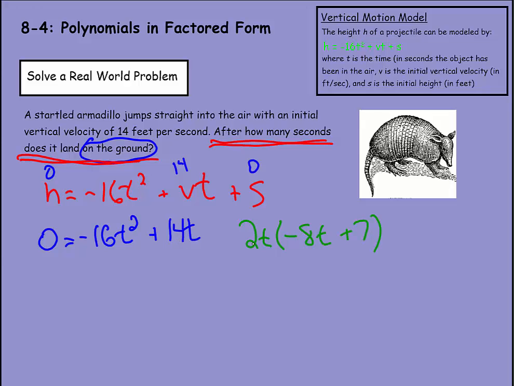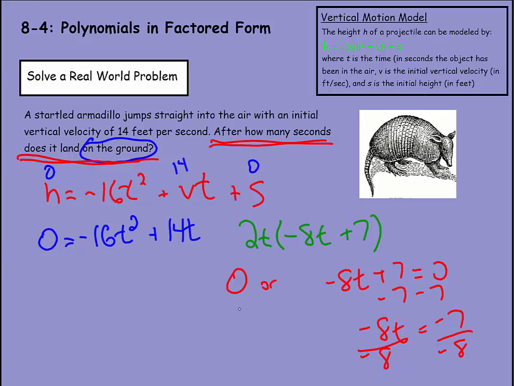So it could either be 2 times t, and I need that to equal 0, so 0. Or we'd have to make this 0. So negative 8t plus 7 equaling 0. Subtract 7 from both sides. So negative 8t equaling negative 7. Divide both sides by negative 8. Negative 7 divided by negative 8 would be positive 0.875. So 0 or 0.875.